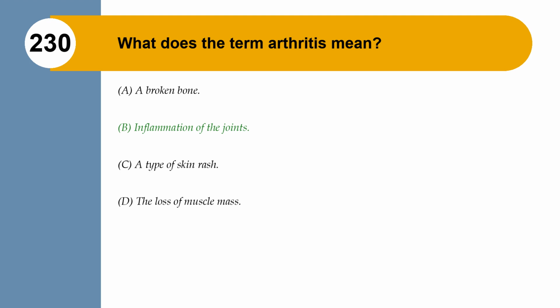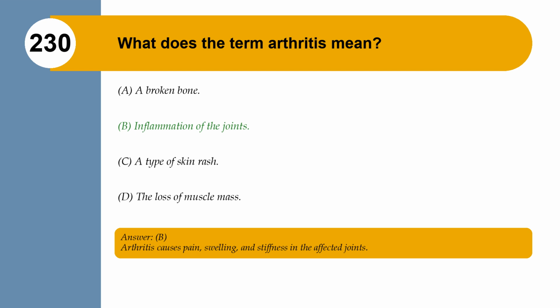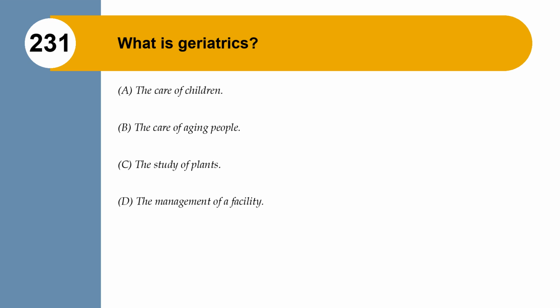The correct answer is option B, inflammation of the joints. Explanation. Arthritis causes pain, swelling, and stiffness in the affected joints. Question 231. What is geriatrics?